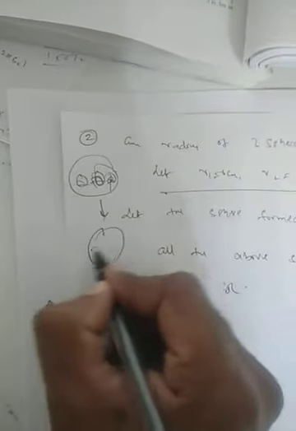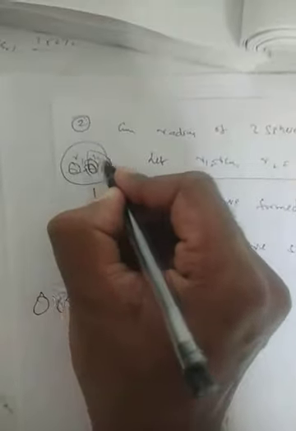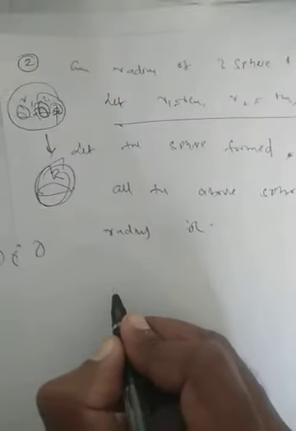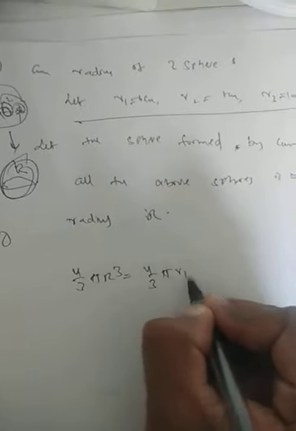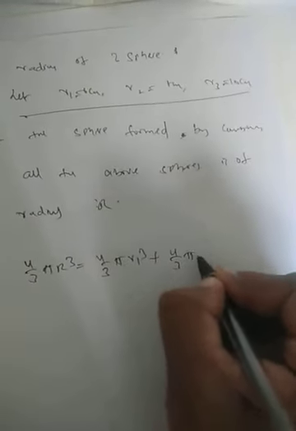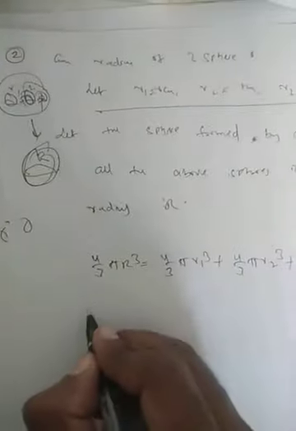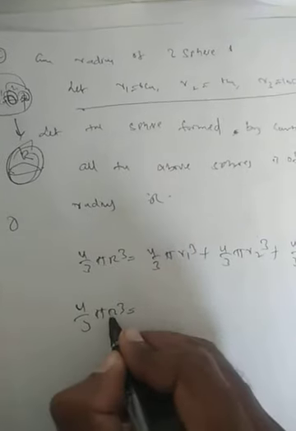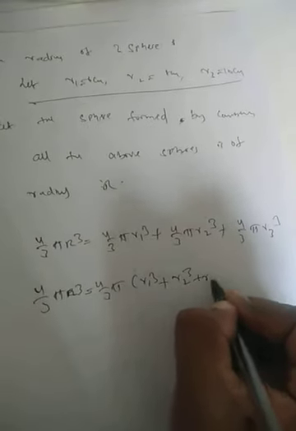If you combine these 3 and recast them, the material used for all the spheres is combined to form one more sphere like this, and we have to find its volume. With radius R, and the others R1, R2, R3, the volume of this sphere is equal to the sum of the volumes of all these 3 spheres. That means 4 by 3 pi R cube is equal to 4 by 3 pi R1 cube plus 4 by 3 pi R2 cube plus 4 by 3 pi R3 cube. So 4 by 3 pi R cube is equal to 4 by 3 pi, common, into R1 cube plus R2 cube plus R3 cube.